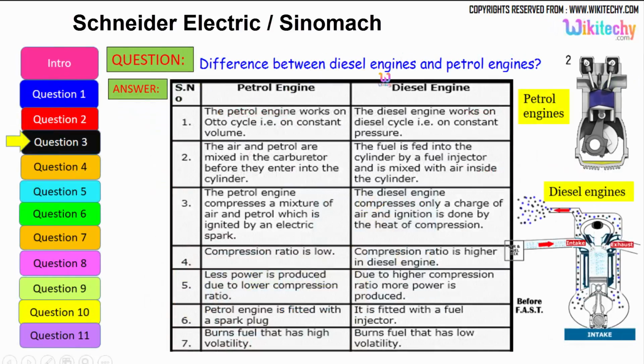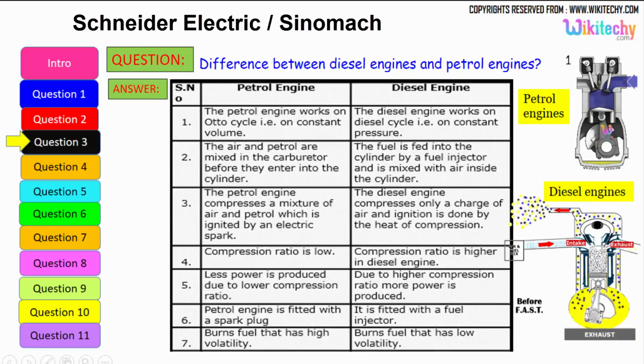Let's see the difference between the diesel engine and the petrol engine. The petrol engine works on the Otto cycle, therefore on constant volume, whereas the diesel engine works on the diesel cycle on constant pressure. The air and the petrol are mixed in the carburetor before they enter into the cylinder. In the diesel engine, the fuel is fed into the cylinder by a fuel injector and is mixed with the air inside the cylinder.